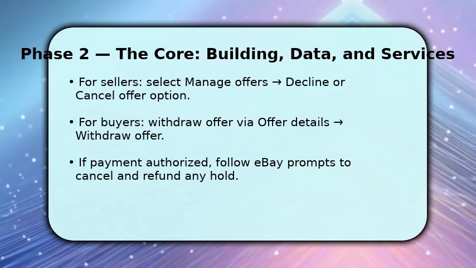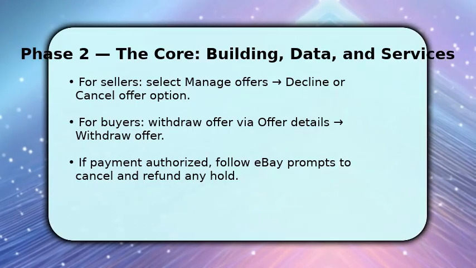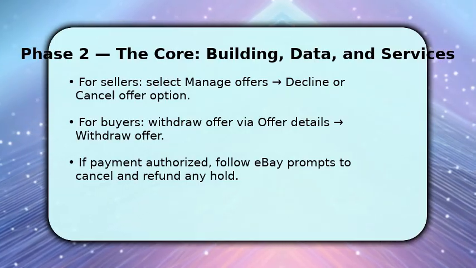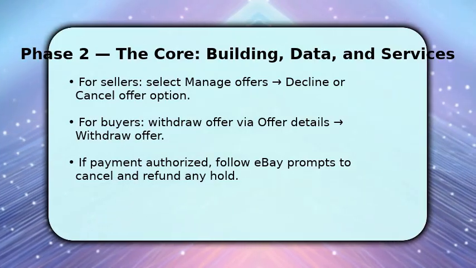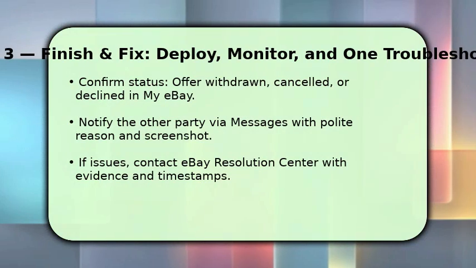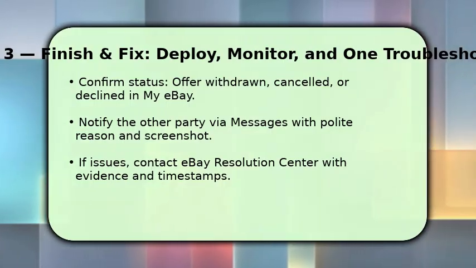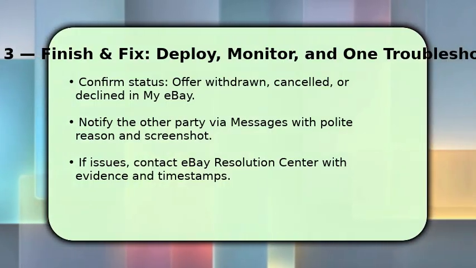If payment was authorized, follow eBay prompts to cancel the transaction and refund any hold. Finish by verifying the offer status in My eBay. Make sure it says withdrawn, canceled, or declined. Once confirmed, send a short message to the other party explaining the change and attach your screenshot for clarity.